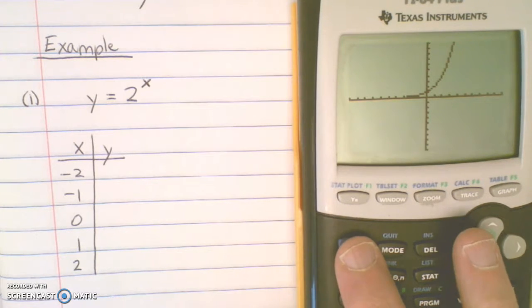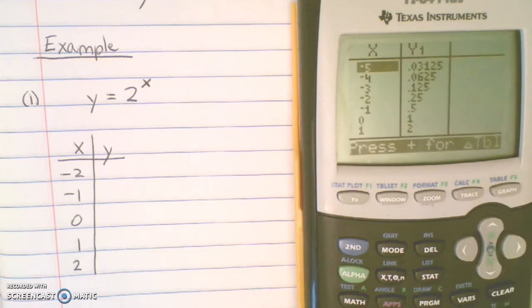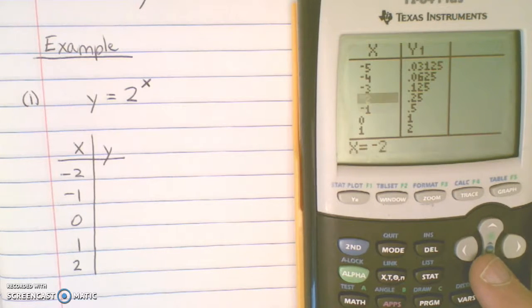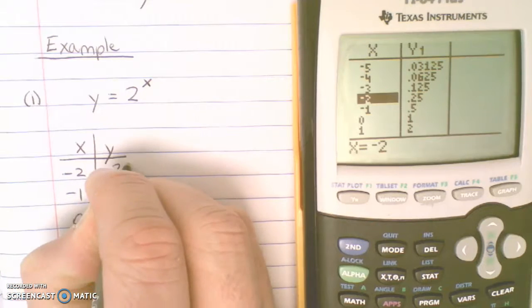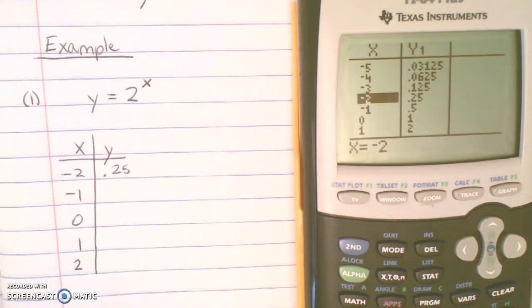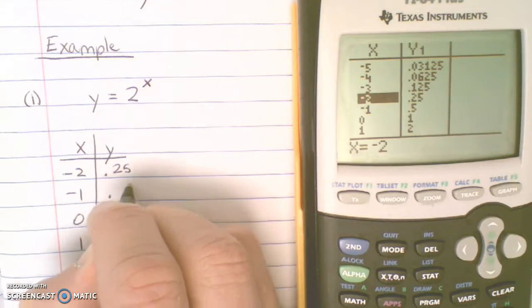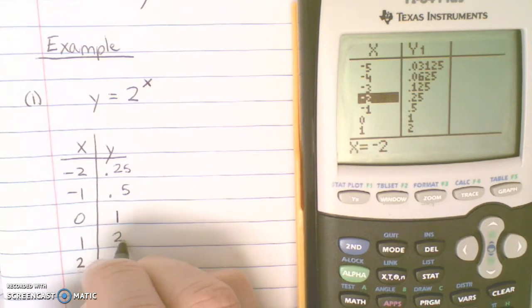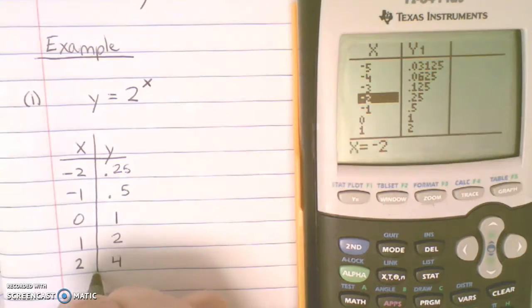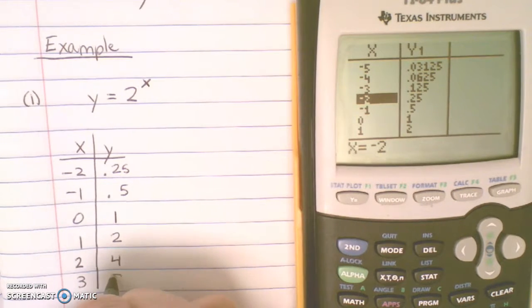So to get the table, I hit second graph, and now I can figure out these numbers. When I plug in -2, that's 0.25. -1 is 0.5. 0 is 1. 1 is 2. 2 is 4. And let's put 3 in there as well to get 8.